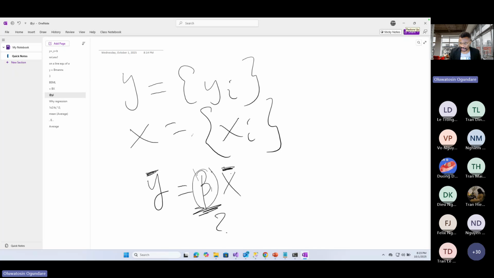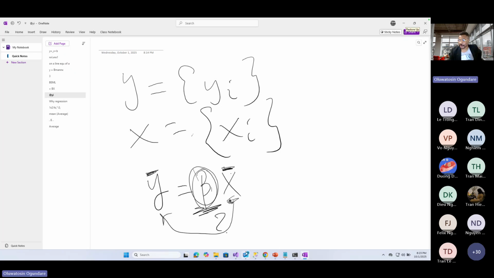This beta tells me that the measure of central tendency of this distribution of X, which is X bar, is related to the central tendency of this other distribution of Y with this coefficient called beta. That's it. This is how this works.